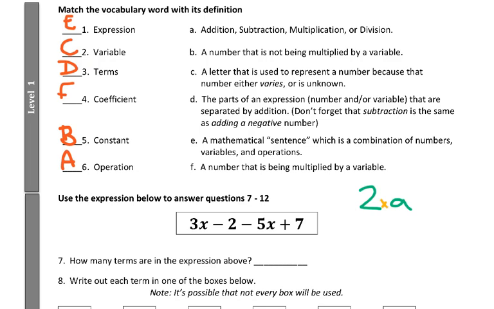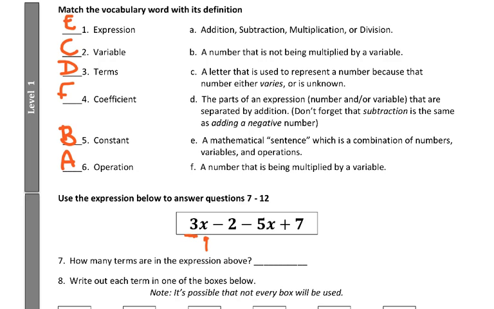This means 2 times a. Okay, so if you see a letter and a number together with nothing in between, it can be assumed that it's being multiplied together. So F is saying a number that is being multiplied by a variable. So right here, we know that this 3 is being multiplied to this x. It's just an invisible multiplication.